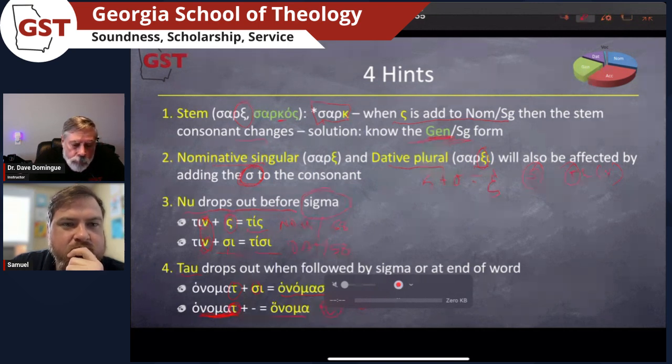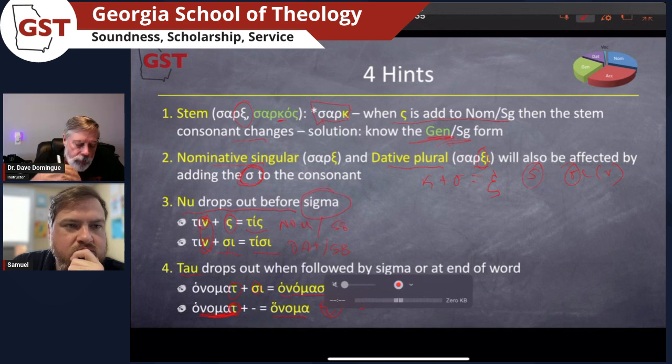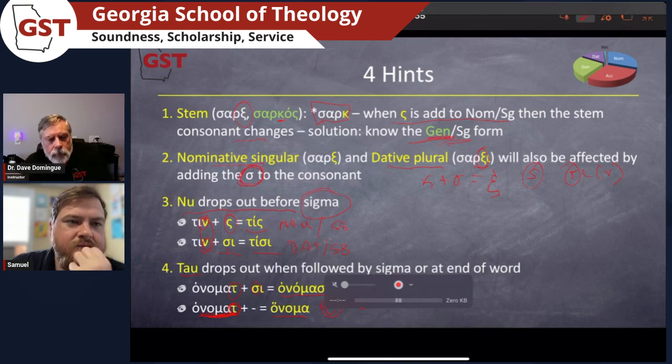The tau just doesn't like the sigma, and it doesn't like being the last word, and it has a lot to do with how they say the words. For whatever reason, the Greek doesn't like to end with a tau. It probably has to do with whatever's coming up next, and some other word might make it a little more cumbersome.